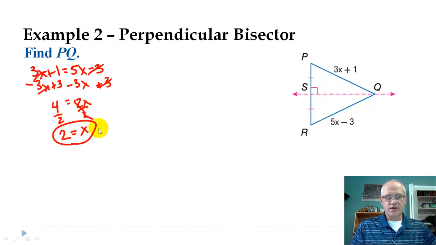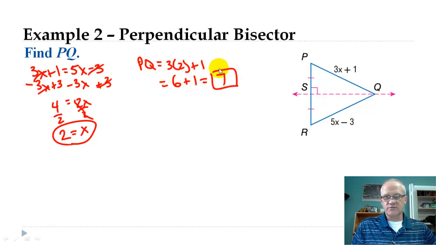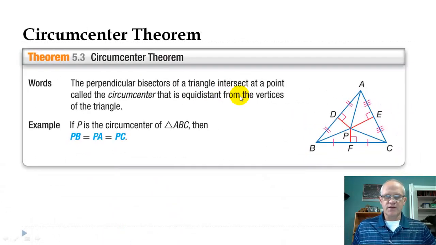All right, now we got x equals 2, but the question was find PQ. So PQ here is 3x plus 1. So PQ would be 3 times 2 plus 1, which is 6 plus 1, or 7. And if you want to check yourself, since these two have to be the same, you could plug 2 in here as well. And if you do that, 5 times 2 is 10. 10 minus 3 is 7.